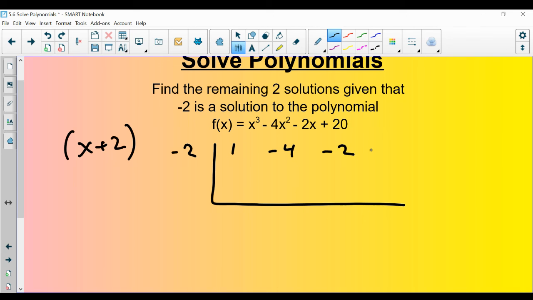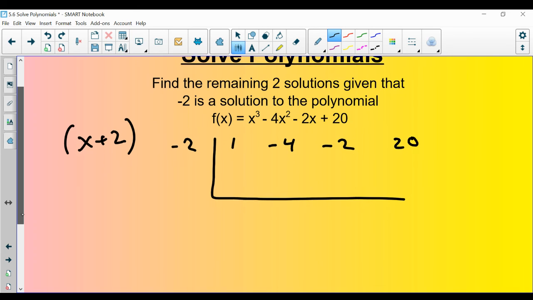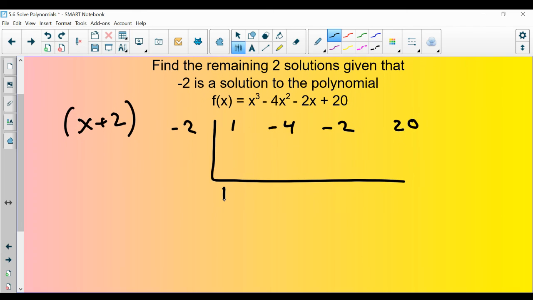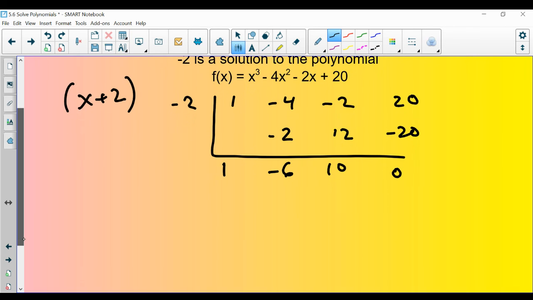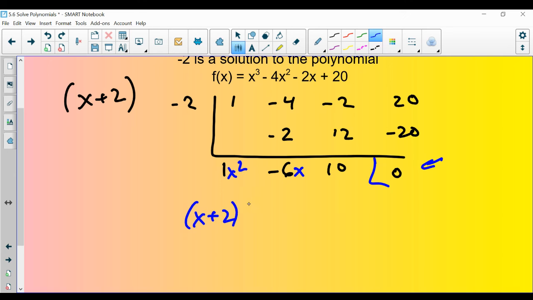1, -4, -2, and 20 go here. We're going to go through the synthetic division process. 1, -2 would give us -6, 12, 10, -20, and 0. Yay, we got 0 at the end. That tells us that -2 is in fact a solution. This one gets no x, that one gets an x, that one gets an x squared. So this factors to x plus 2, x squared minus 6x plus 10.